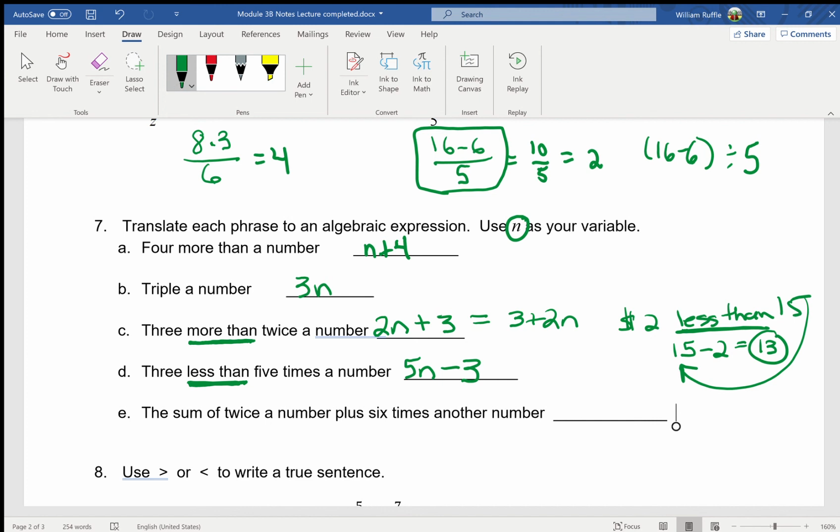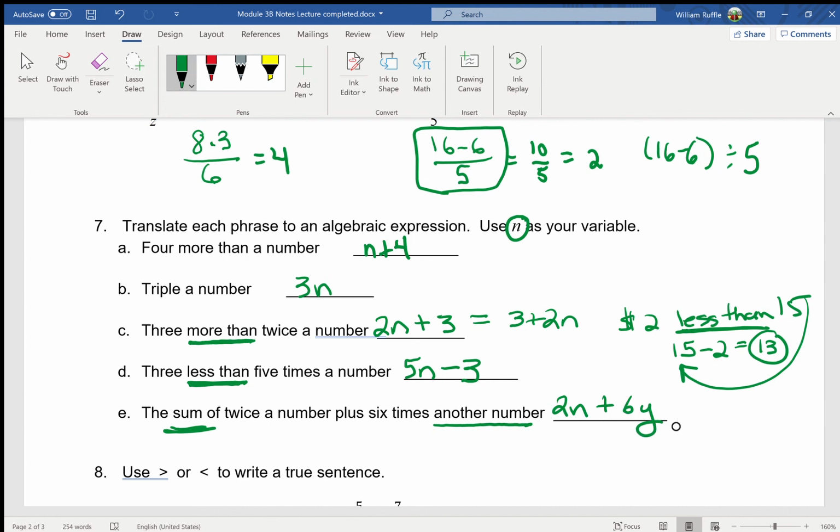This last translation one is the sum of. Well, the sum of means I'm going to add up two things, so I know it's going to be addition. One of the things is twice a number, that's 2n, plus 6 times another number. Another number means I have to use a different letter, so that's going to be plus 6 times y.